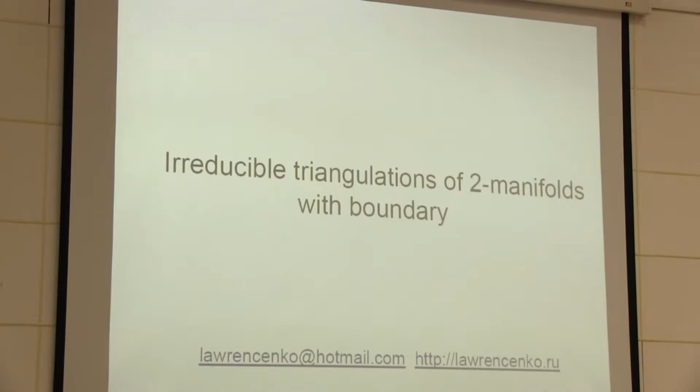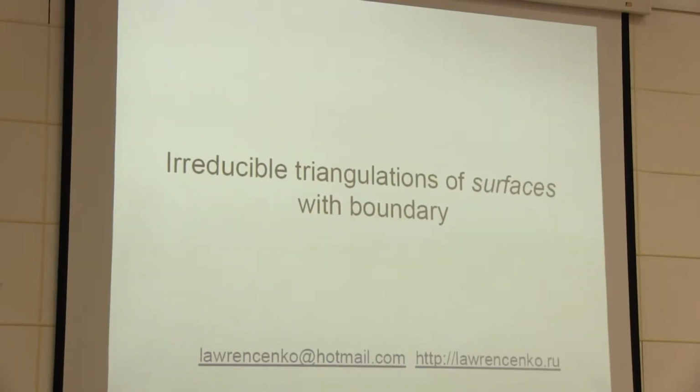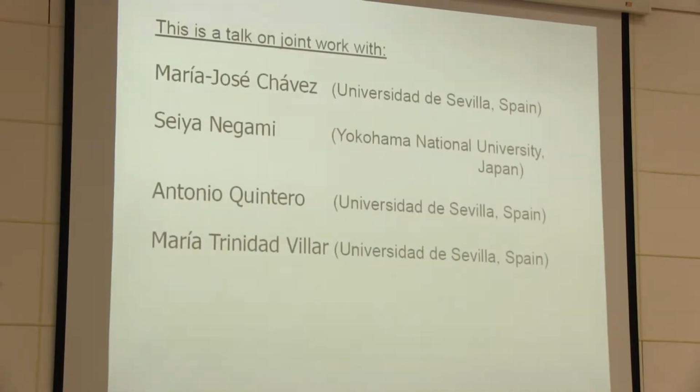But I gave my talk this title because last year a very good and important paper was published in Graphs and Combinatorics with exactly the same title, Irreducible Triangulations of Two-Manifolds with Boundary. I'll mention this paper later. The title of that paper was "of surfaces with boundary", so I changed it to two-manifolds with boundary to deviate from the title of that paper. We'll consider closed surfaces and also surfaces with boundary. This is a joint work with Maria Jose Chavez, Sei Rigani, Antonio Quintero, and Maria Trinidad Pijan.